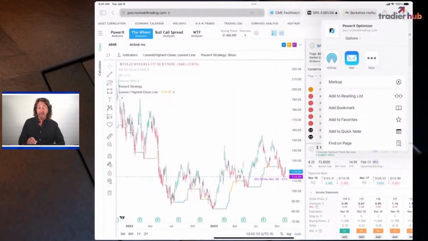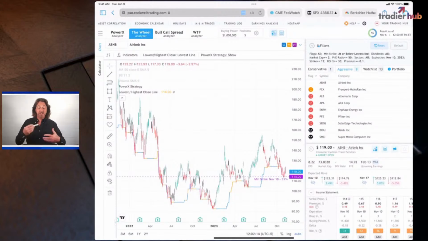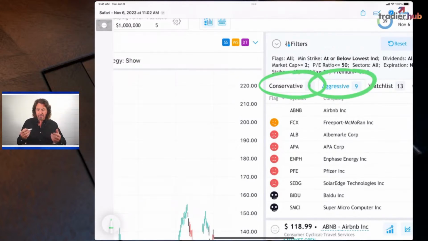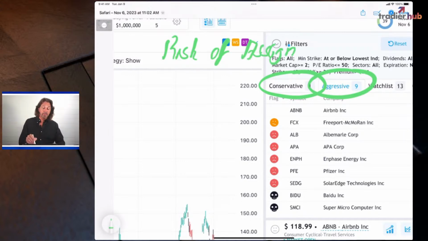Now, I can change the criteria for the scanners, and we did this in one of the previous videos. But now I want to spend some time and look at the markets live to see what we can identify for today. And today is November 6th. So I have a short list here of, first of all, one stock on the conservative scanner and 9 stocks on the aggressive scanner. So, what is the difference? The difference is the risk of assignment. With the conservative scanner, the risk of assignment is less than with the aggressive scanner.